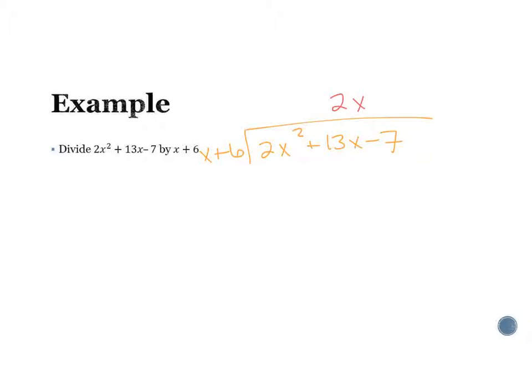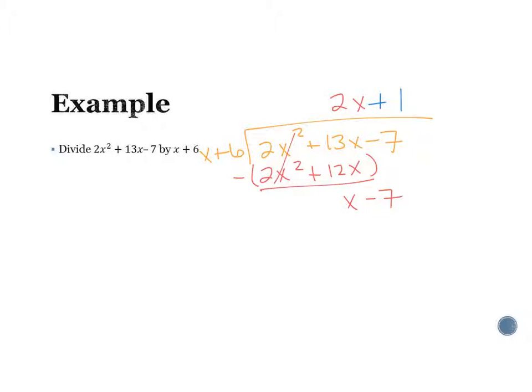And then we multiply. 2x times x is 2x squared. 2x times 6 is 12x. Notice we match up like terms. Then we're going to subtract. So 2x squared minus 2x squared cancels. 13x minus 12x is x. Bring down the 7. And then x times what is x? Well, that's 1, so plus 1.